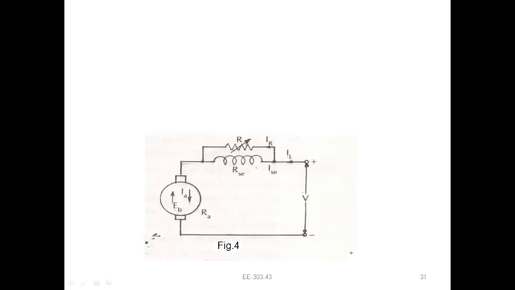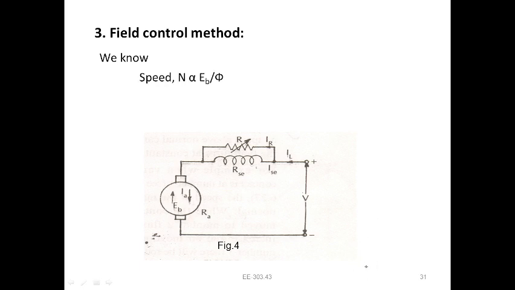So this is the parallel combination, that is the flux control method. In the flux control method we are placing the resistor in parallel to the field winding. In the shunt field winding we place it in series, but here we are placing it in parallel. N is directly proportional to EB by flux, so changing the flux changes the speed of the DC motor.